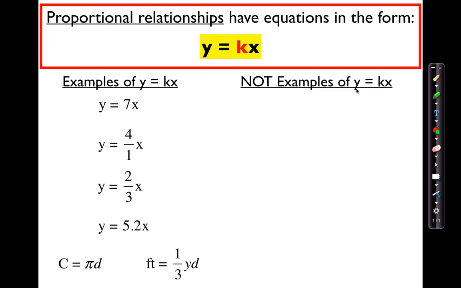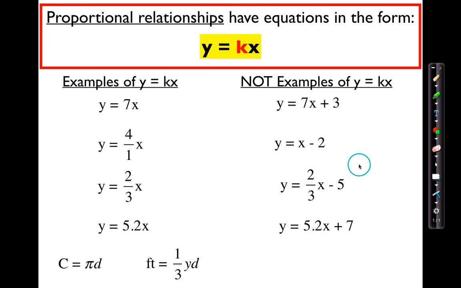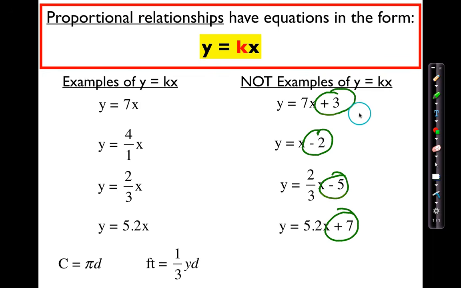And then some examples that are not in the form of y equals kx might be y equals 7x plus 3, y equals x minus 2, y equals 2/3 x minus 5, y equals 5.2x plus 7. These are all examples of equations that are not proportional relationships. So what does this equation have in comparison to this? Well, it's the constant, okay? What this constant ends up doing is it doesn't allow the graph to go through the origin, 0, 0. Okay, all of these will go through the origin. However, with this, it will shift it, which would mean it doesn't go through the origin.